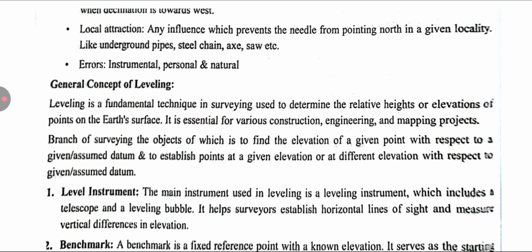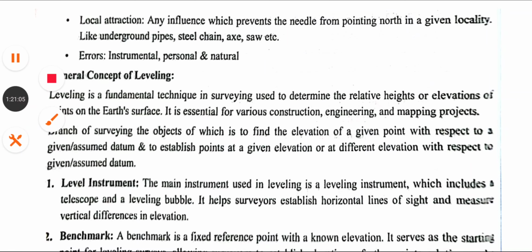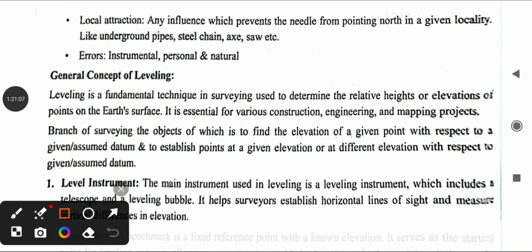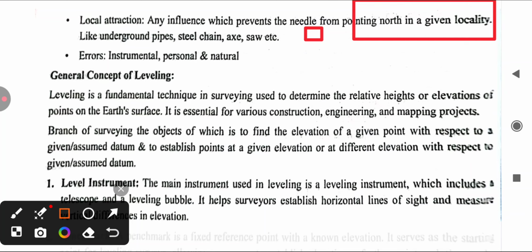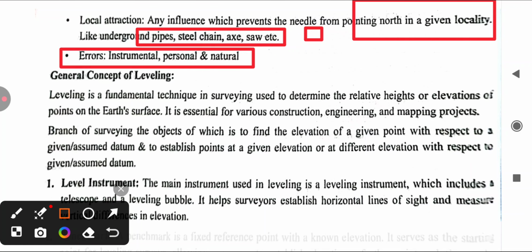Local attraction is any influence which prevents the needle from pointing north in a given locality, like underground pipes, steel chains, and so on; these have an effect. Errors: instrumental, personal and natural errors.